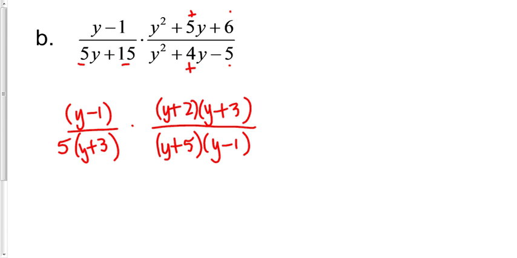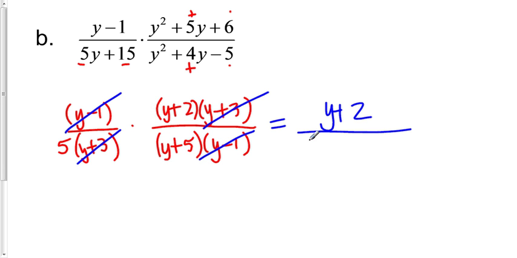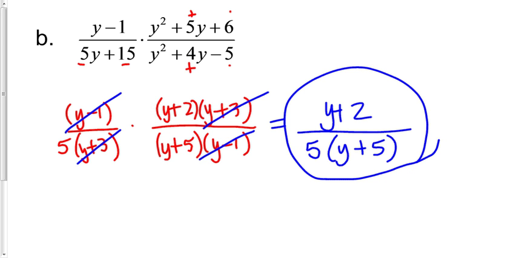Okay, so now everything's factored, and we're going to cancel out anything in common in the numerator and denominator. Looking all the way across, I've got y minus 1, y plus 2, y plus 3. In the denominator, 5, y plus 3, y plus 5, y minus 1. So y minus 1 is out, y plus 3 is out, and there's nothing else in common, so I just write what I have left. On top, I've got y plus 2. In the denominator, I've got a 5 times a y plus 5. And just leave your answer in factored form. Okay? Factoring is very, very important in this lesson.